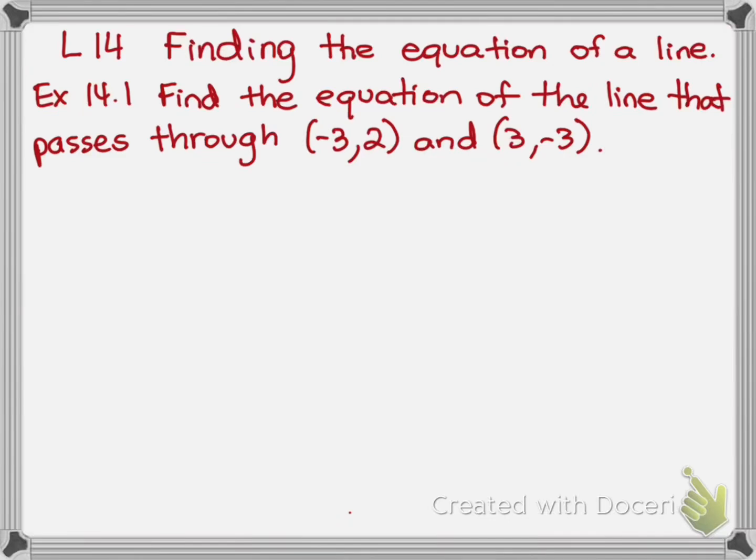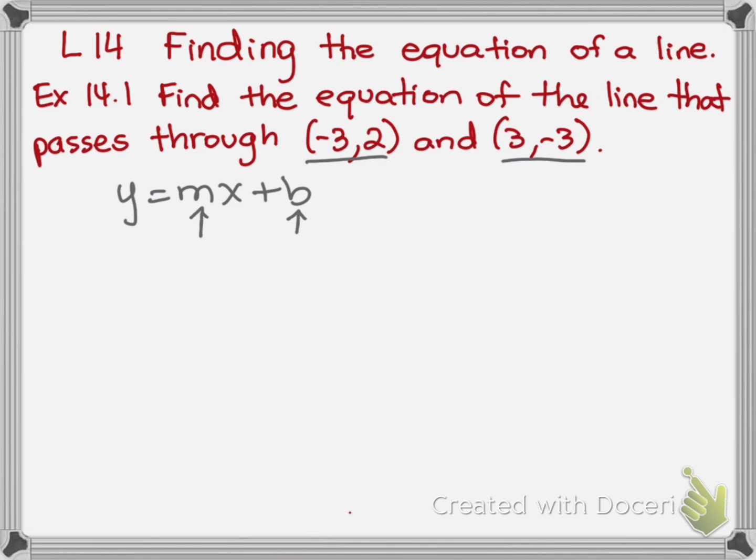Hello, today we're going to do lesson 14, finding the equation of a line. Now remember that the equation of the line is y equals mx plus b. And we saw earlier that what we need to find is both the m, which is the slope, and the b, which is the intercept with the y-axis. So in this case, we can work with both points that are given.